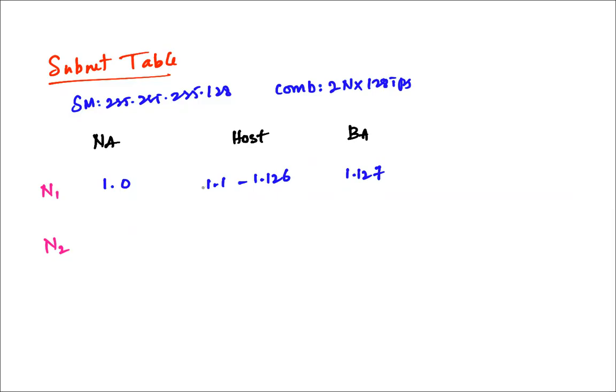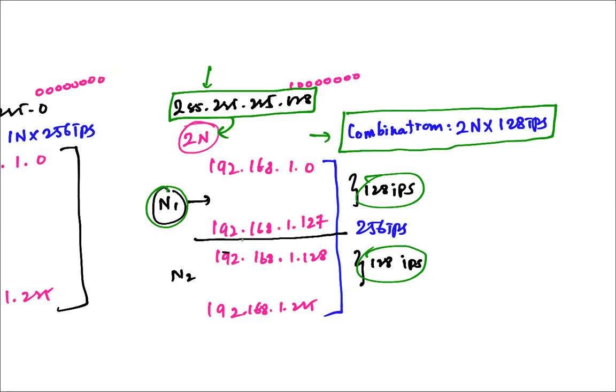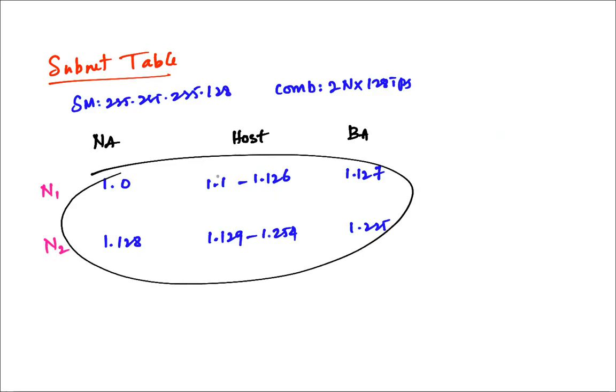Now let's try to understand network number two. It starts at 1.128 and ends at 1.255. What is the host IP? 1.129 to 1.254. So 1.0 and then 1.128, these are the two networks that we have got, and this is the range of IP addresses we have in each network.